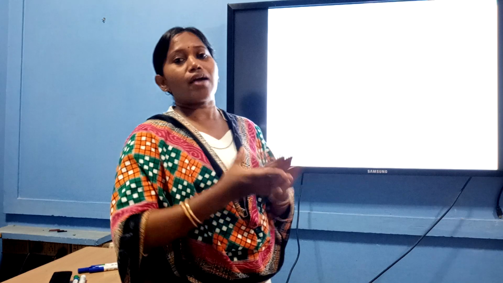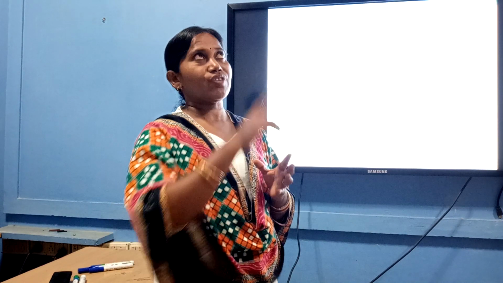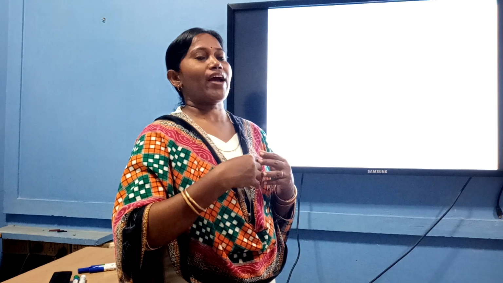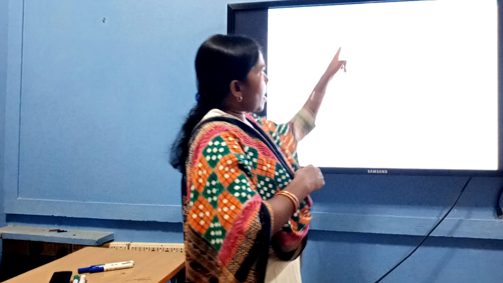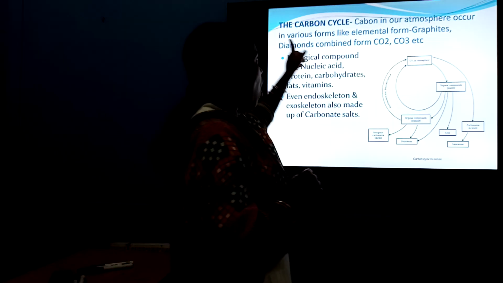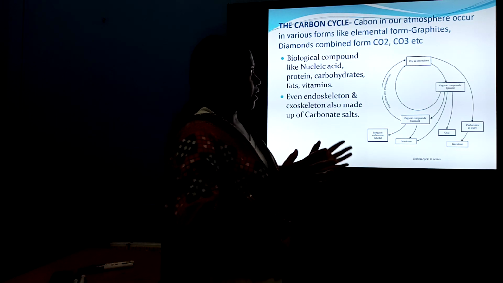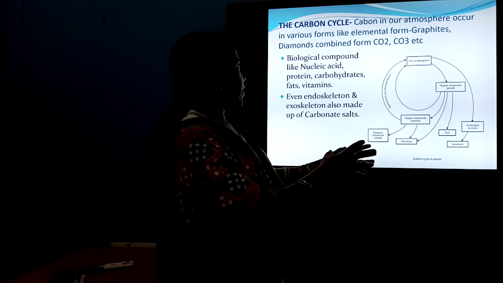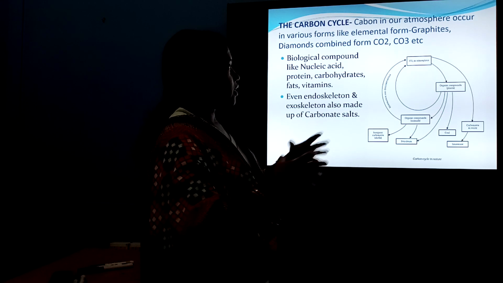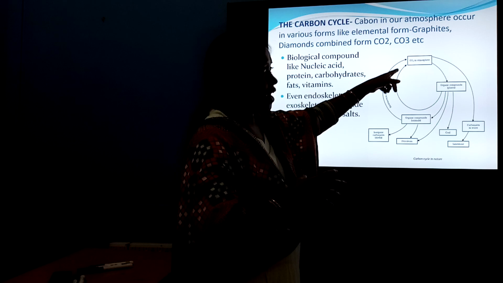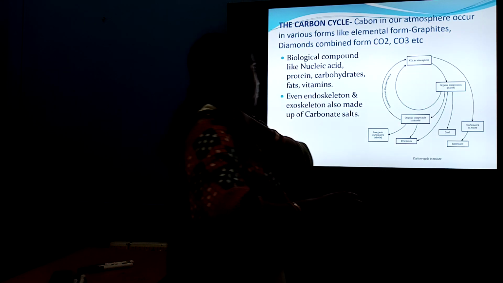Now the next is the carbon cycle. What is the carbon cycle? The cyclic exchange of carbon between abiotic and biotic factors is called the carbon cycle. Carbon in our atmosphere occurs in various forms like elemental form, graphite, diamond, and in combined form, that is carbon dioxide and carbonate, etc.